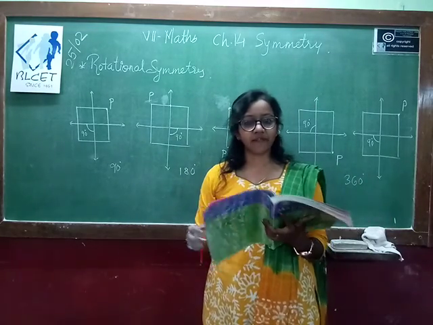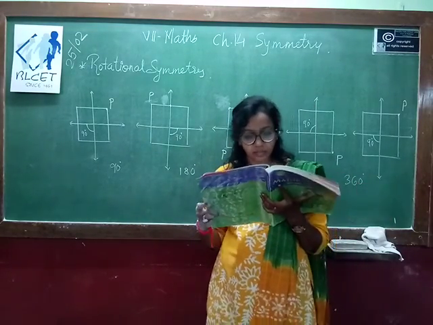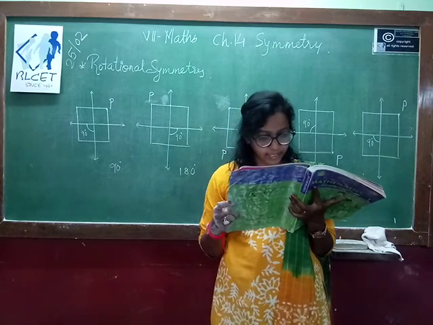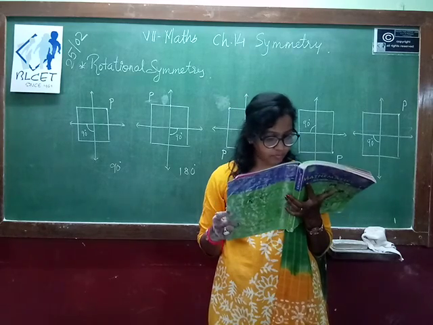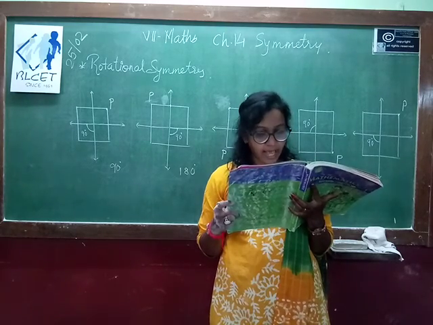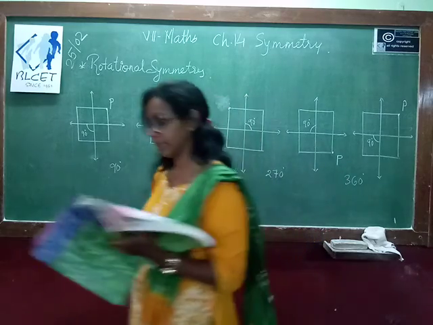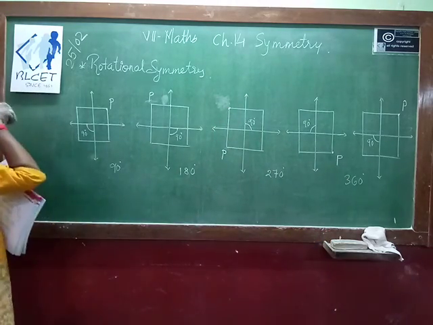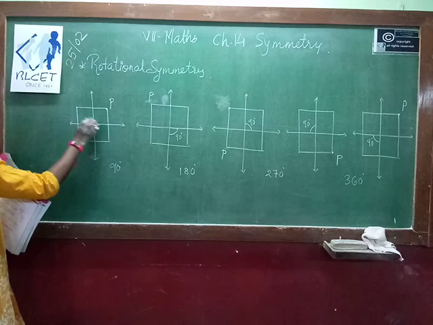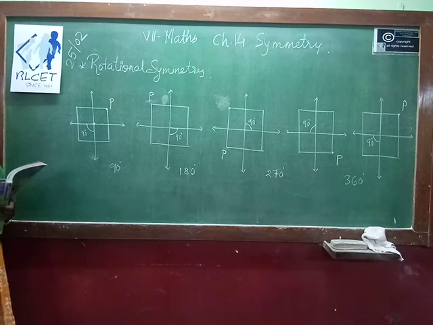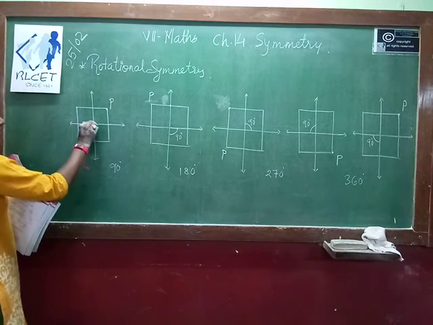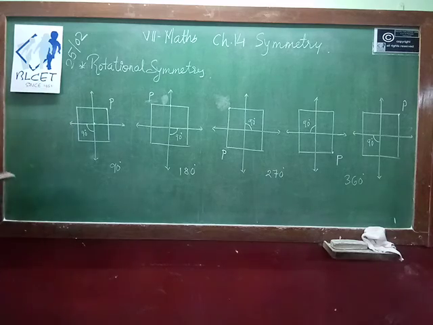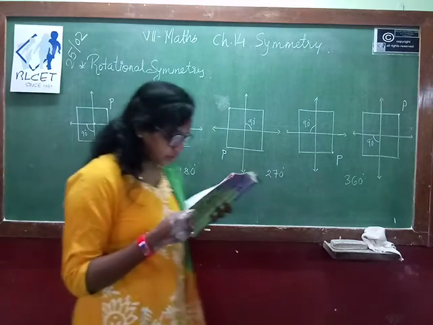Before that, understand a few terms which you have to know. When an object rotates, its shape and size do not change. The rotation turns an object about a fixed point, and this fixed point is the center of rotation. Suppose you consider a square, this is the center of the square. When you rotate it, we are not changing its shape and size, we are just changing its position, and it will rotate around this center point. That is known as the center of rotation.